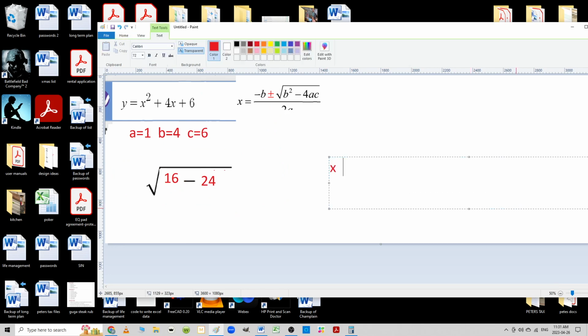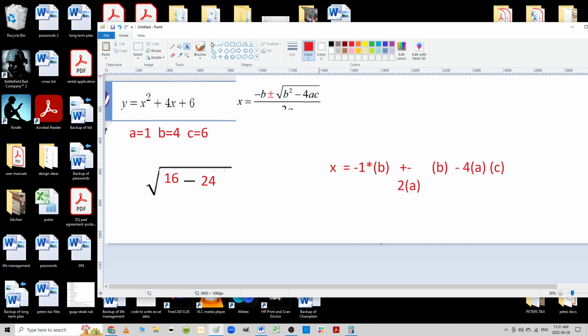X is equal to negative, open brackets, and it's really negative 1 times open brackets, b, plus or minus square root of b squared minus 4 times a times c, all in their own brackets, divided by 2, open brackets, a. This allows you always, you should do this anyway whenever you're filling in missing variables. This allows you to sort out the pluses and the minuses easily.